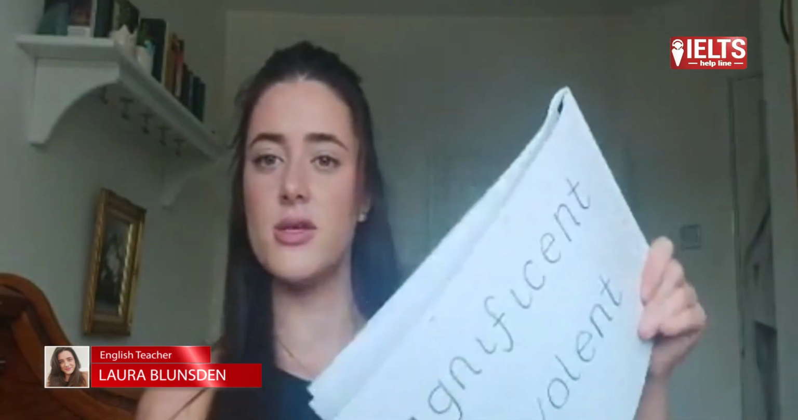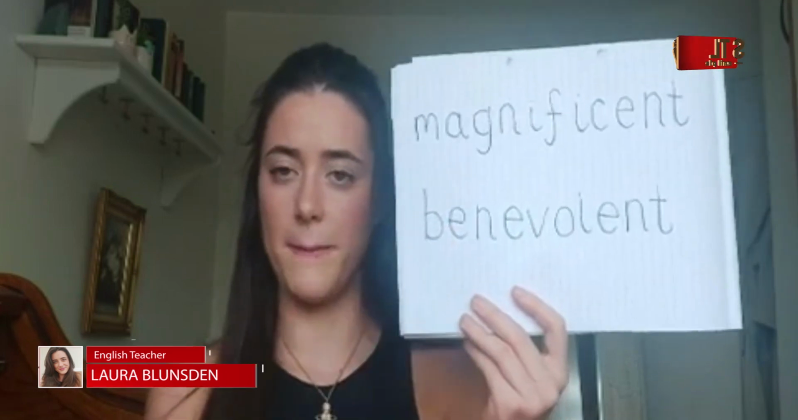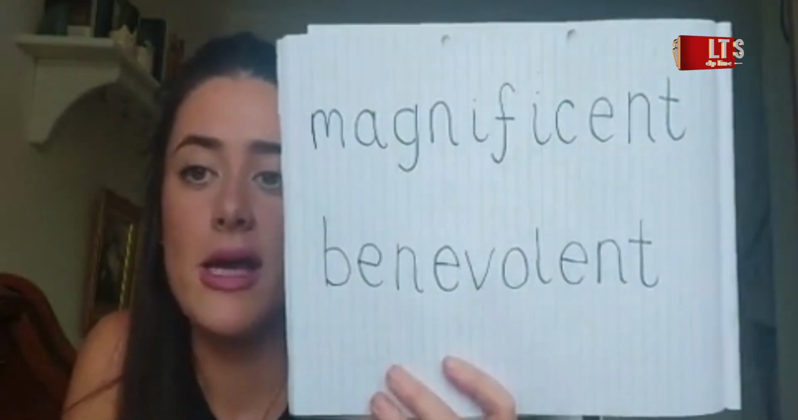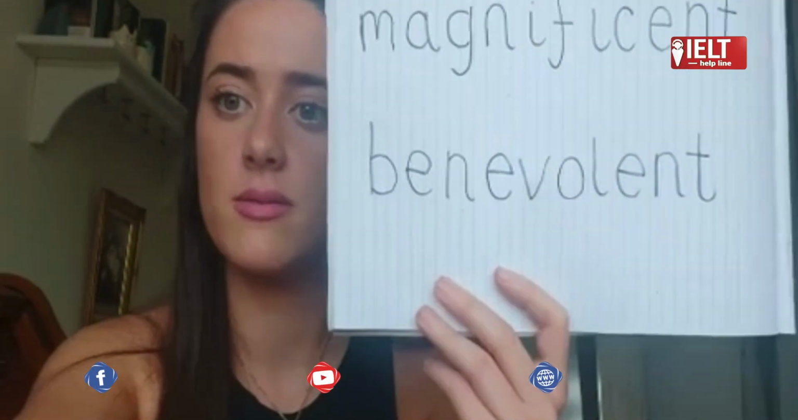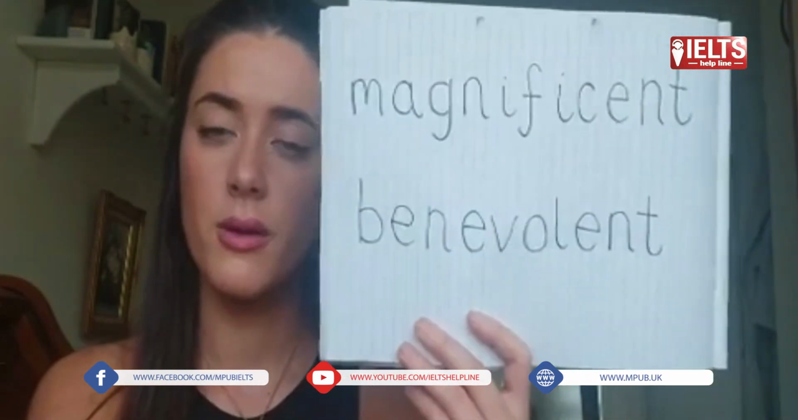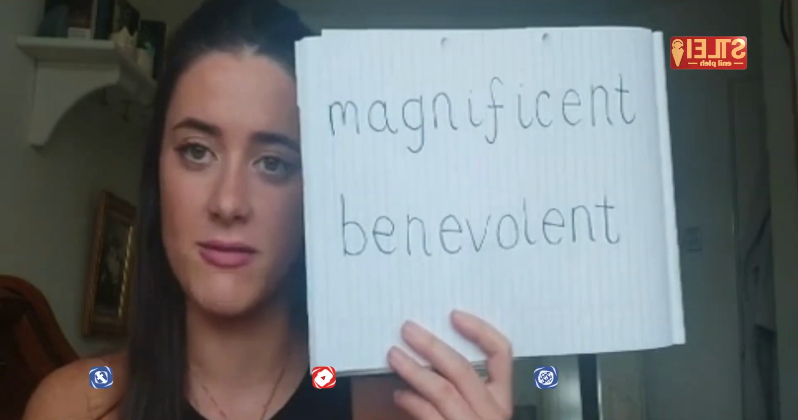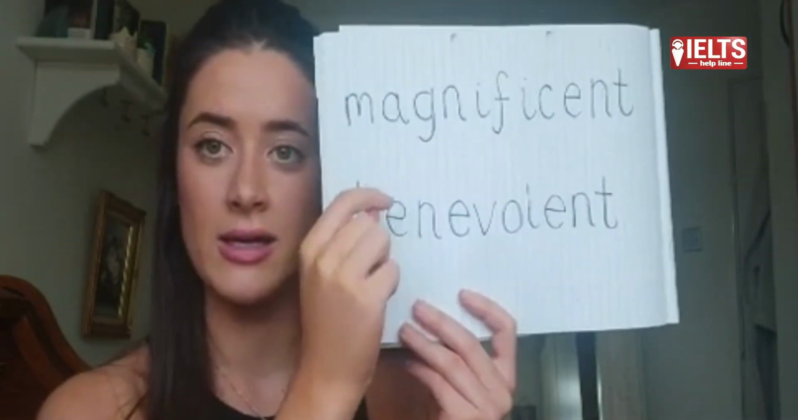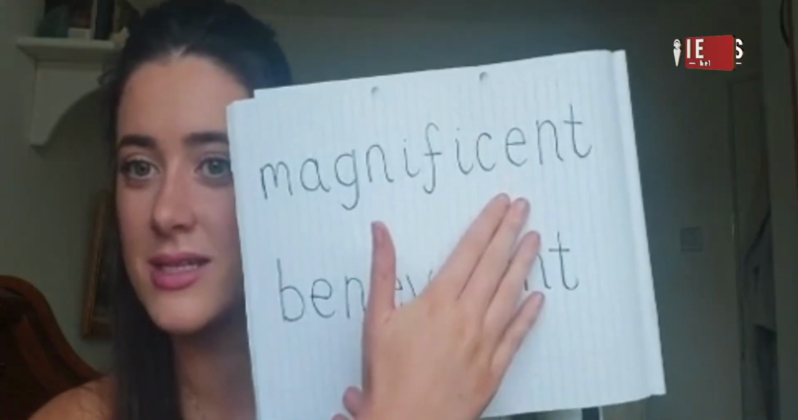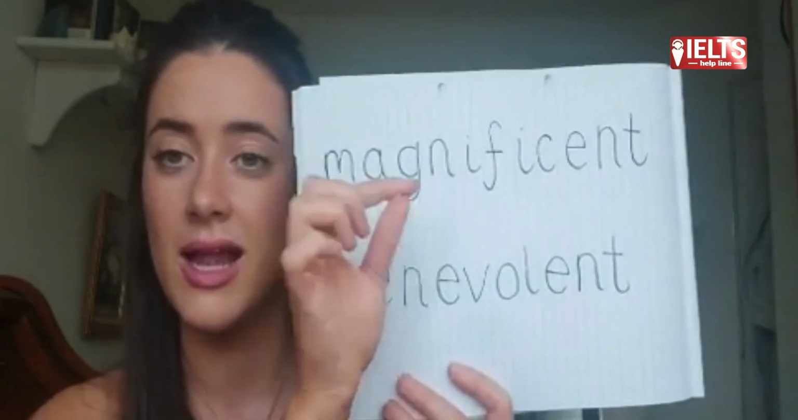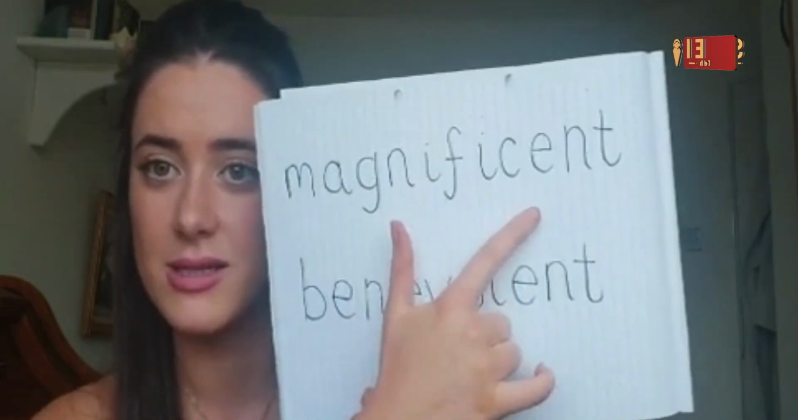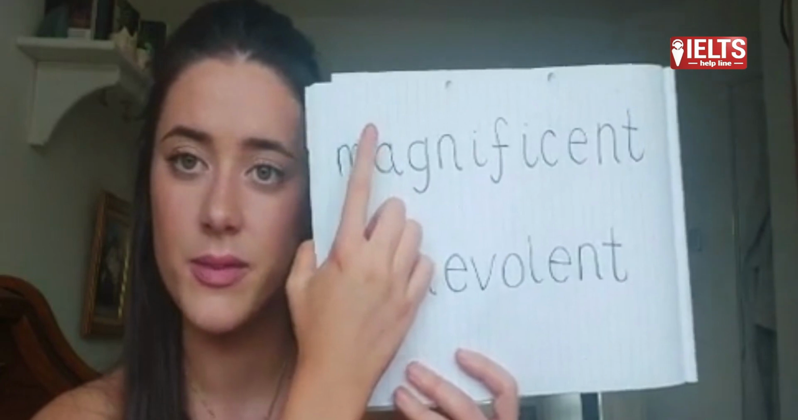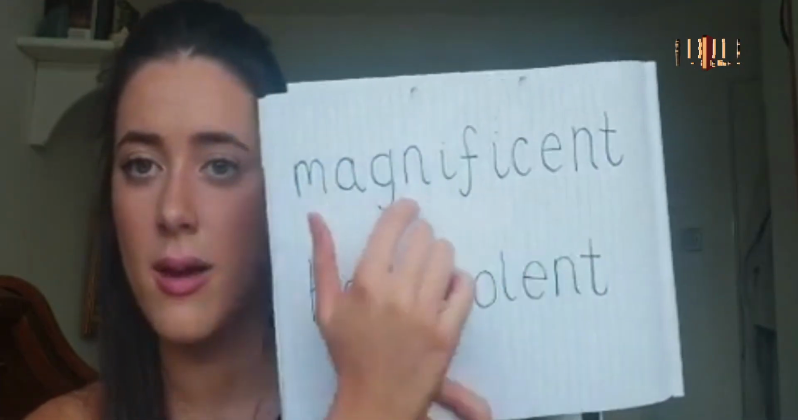Okay, so we've had these two commented. I'm just making sure that I've written them the right way round so that they're not mirrored for you. So the top one is magnificent. Magnificent. Nif with the shorter sound I, and then cent, the C is going to be pronounced like an S. Magnificent. The stress is on the AG, magnificent.